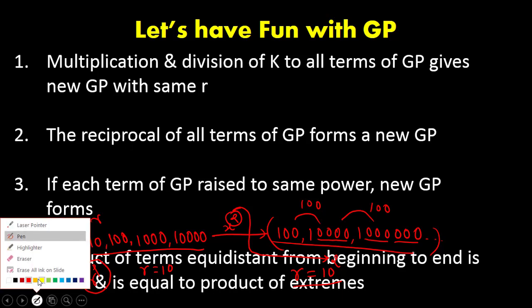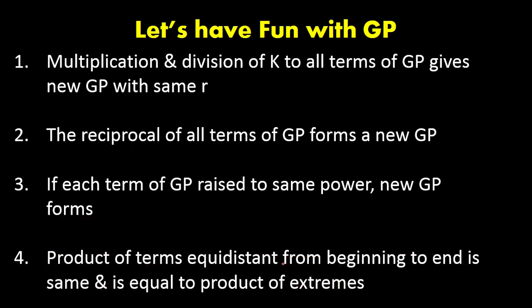So the fourth property is product of terms equidistant from beginning to end is the same and is equal to the product of the extremes. This we have already seen in the GP. That same concept is there. Again here 2, 4, 8 and 16. What is the product of these two? 16 into 2 is 32. What is the product of these two? It is 32 again. Means the product of equidistant terms is the same: first from beginning, first from end, and second from beginning, second from end, third. The product always remains the same and this product is always equal to the product of extremes. मतलब 2 and 16 का जो भी product रहेगा वो बीच में के जितने भी values रहेंगे उनका product same रहेगा.